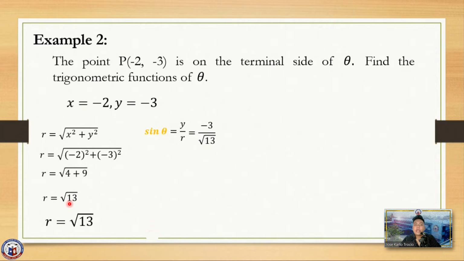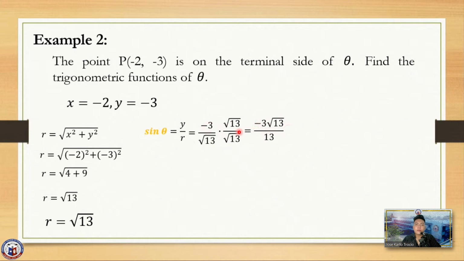And find the sine, that is y over r. So y is -3 and radius is square root of 13. To simplify that one, just take note, if we have a radical in the denominator, then we need to multiply it by itself. But it should be a perfect one. So the perfect one looks like this: square root of 13 over square root of 13, it becomes 1, right?